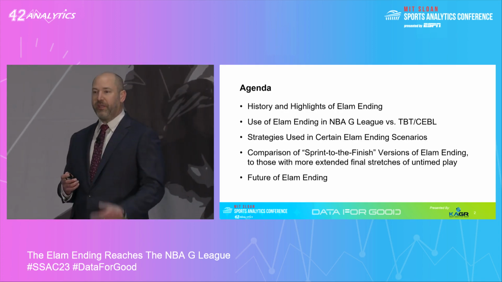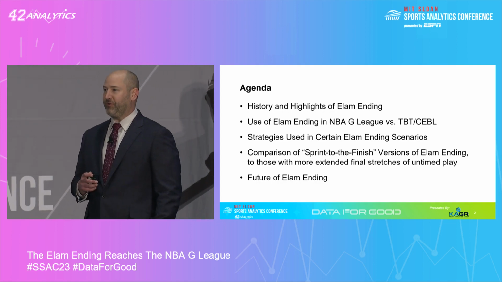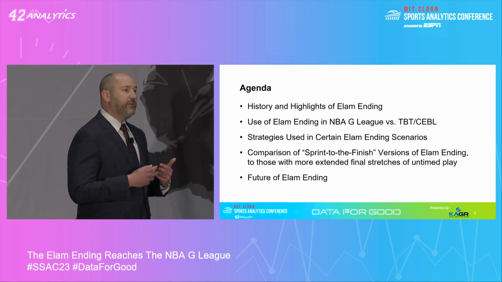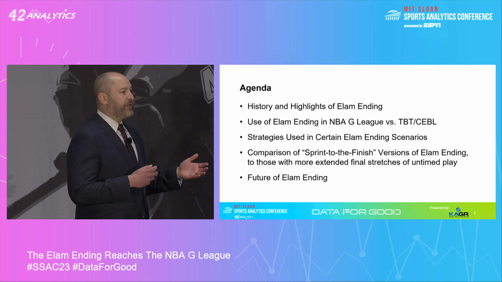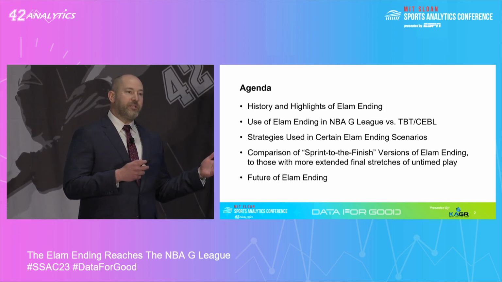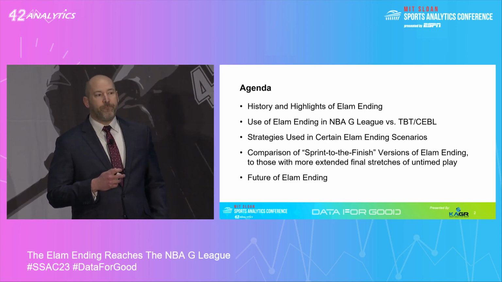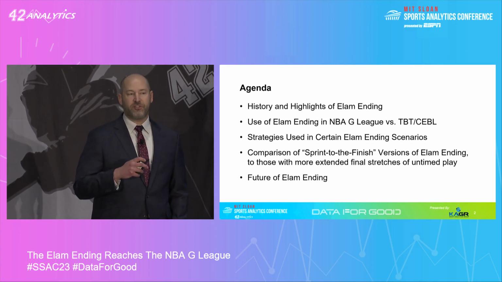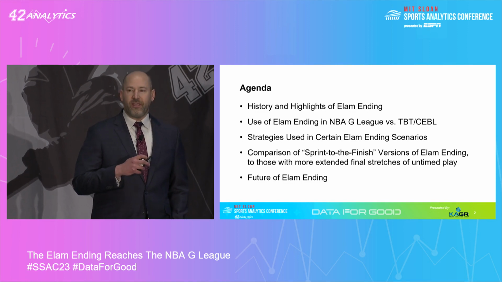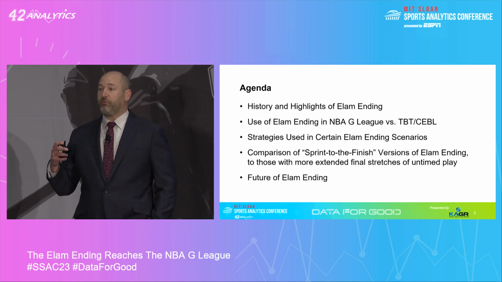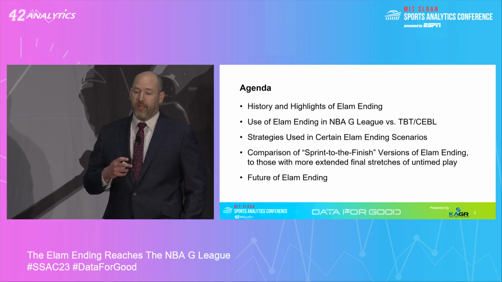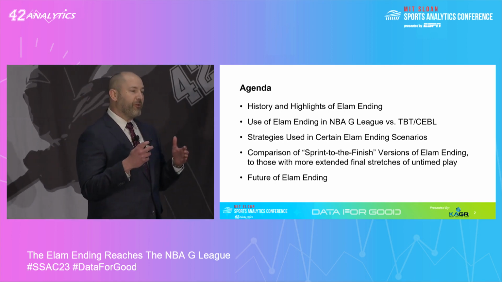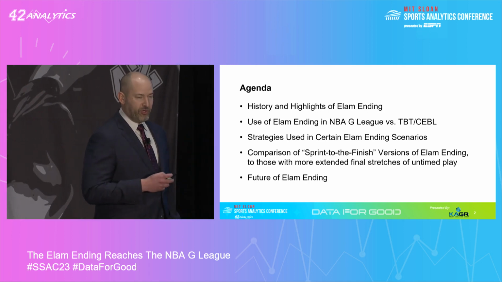We'll start with a quick history of the Elam Ending, and throughout the presentation, I'll sprinkle in some quotes and highlights. Then now that we've seen the Elam Ending implemented in the G League, we can start to compare it against other leagues and events that have used the Elam Ending, like TBT, the basketball tournament, and the Canadian Elite Basketball League. Get into some micro discussions about some different scenarios and strategies that are used under the Elam Ending, and thinking about, well, is there a way to modify rules to make the Elam Ending even better than the way that it's working? Then the last two bullet points are more of a macro discussion, thinking about, with all the different versions of the Elam Ending that are out there, what are the best versions?